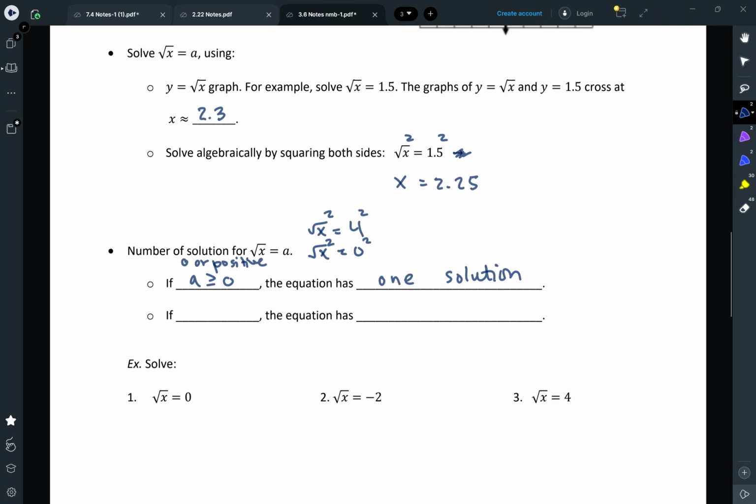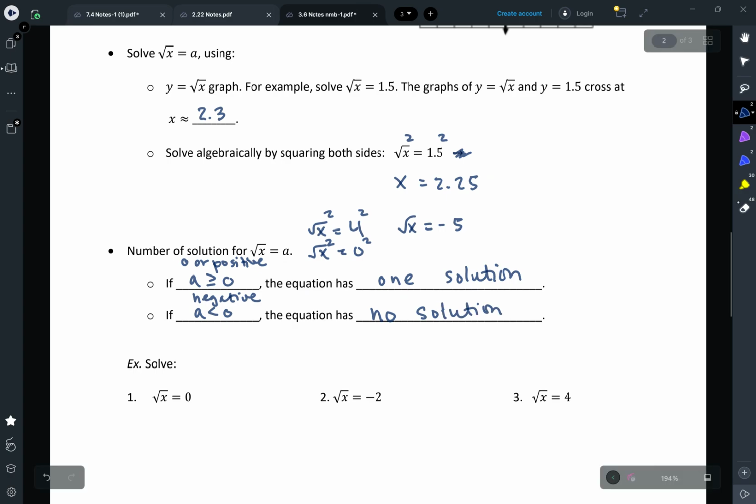Now, if I have the square root of x equal to a negative number, say like -5, that's where I run into issues. I can't have square roots equal to negative. So if a is less than 0, that means if a is negative, the equation has no solution. So I really like to write in, instead of just a less than 0, what that means above it. I think we're trying to build that language math connection in our brains.